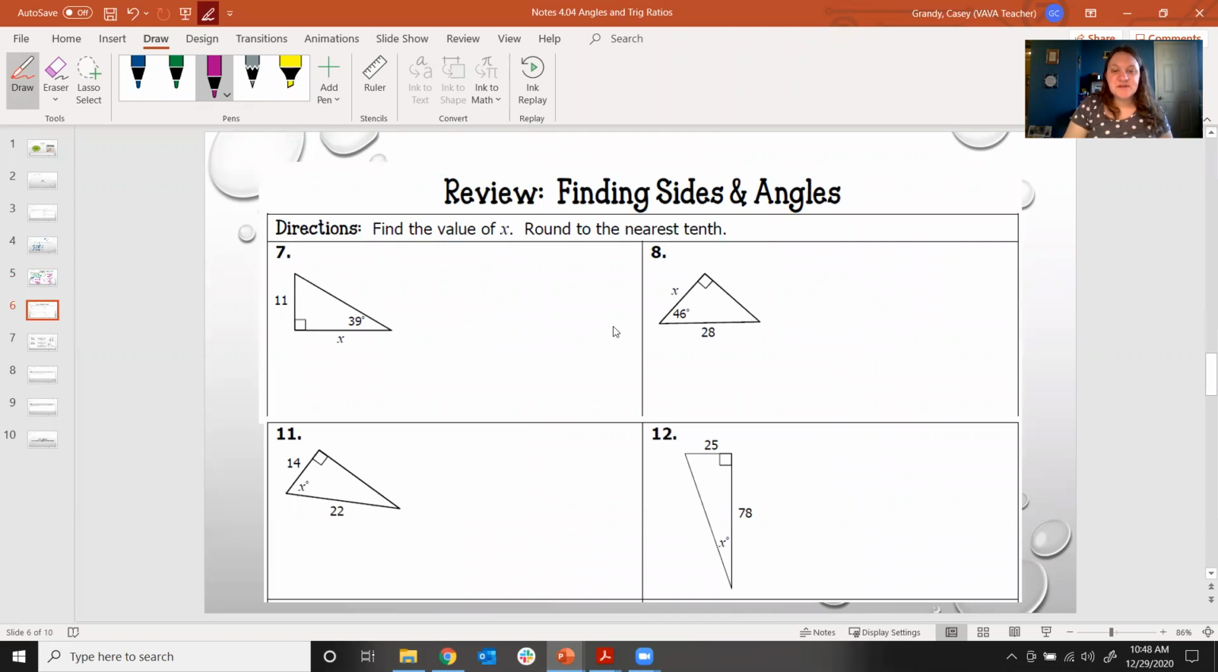Okay, so the next page here, we have to practice whether or not we're going to use inverse or non-inverse. So how do you know when to use an inverse and when to just use the regular function? You'll use the regular function when you're looking for a side. You'll use the inverse of the function when you're looking for an angle.